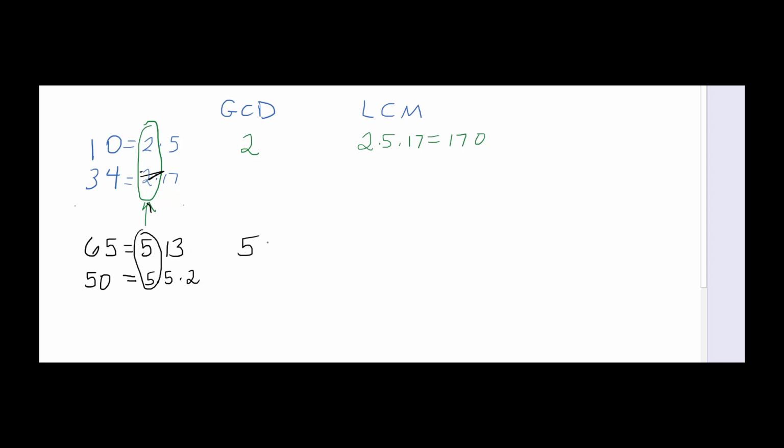And then the least common multiple, remember when you have doubles, so I have this one double here, you only write it down once, and then you multiply everything that is left over, and I get 650.